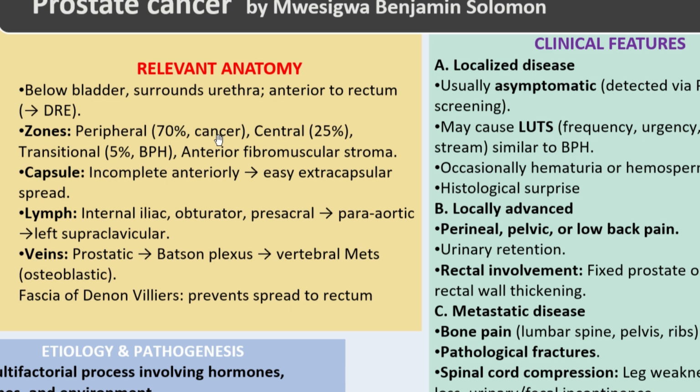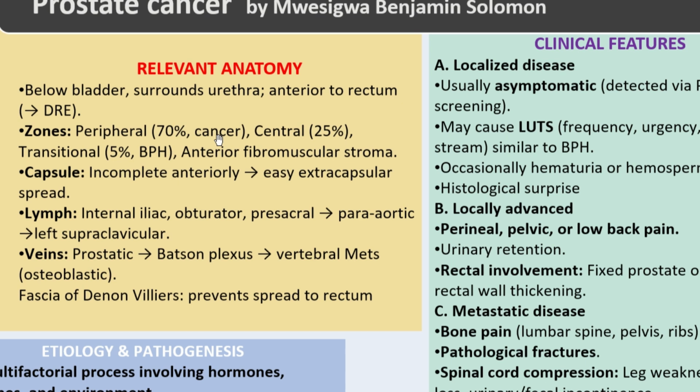So the capsule of the prostate gland is going to be incomplete anteriorly, and this is important because that incompleteness is what is going to make the extracapsular spread easy. And then when we look at the lymphatic drainage, it's going to be drained by the internal iliac nodes, the obturator and the presacral, which all go to the para-aortic lymph nodes and then the supraclavicular lymph nodes.